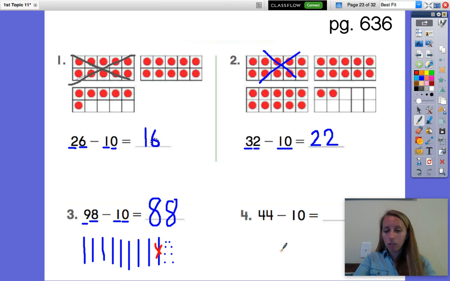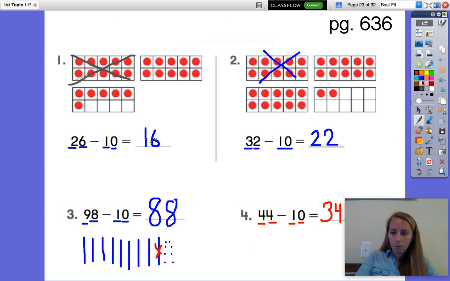Okay, last but not least, our problem is 44 minus 10. We're going to do the same thing. We're subtracting 10. We see that the ones digit is not going to change. 4 minus 0 is not going to change. It's going to stay a 4. Now, our tens place, 4 minus 1. 4 minus 1 is 3. Okay, the tens place changed, the ones place did not. So our 44 minus 10 is 34.